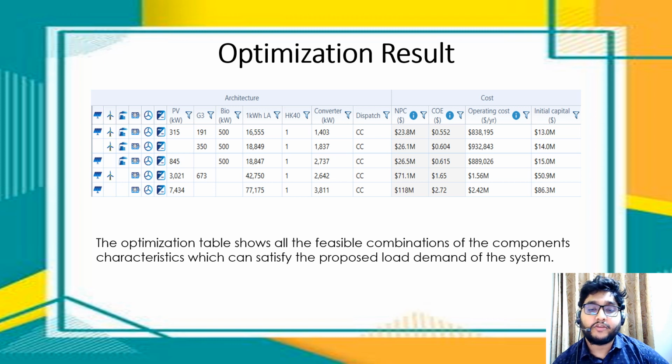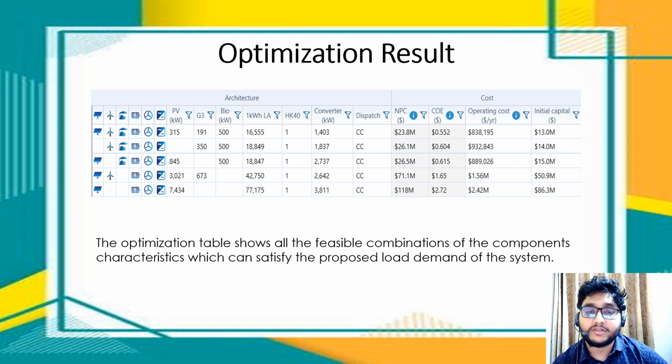This is the optimization result. This table shows all the feasible combinations of the components which can satisfy the proposed load demand of the system. Suppose if we select all the six systems, PV, wind, biogas, storage, that is battery, hydrokinetic, and converter, we get the total net present cost is $23.8 million. If we remove PV and calculate with all other systems, then we get 26.1 million.